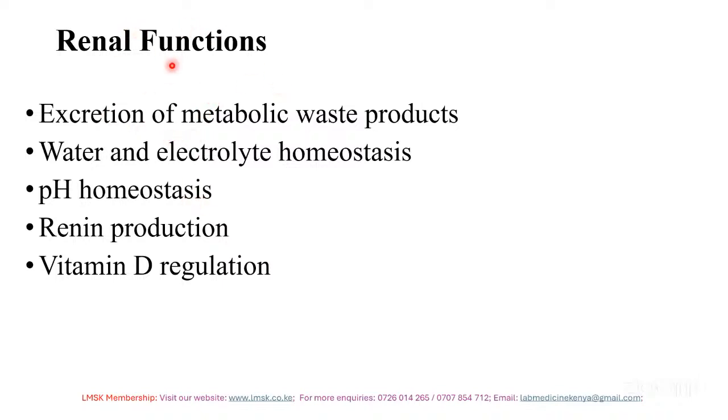Then, on a brief mention of the renal functions, these are the functions, mainly the excretion of metabolic waste, and then water and electrolyte homeostasis or balance, pH homeostasis or balance through the control of the hydrogen ions by the bicarbonates and the ammonium, and then renin production and vitamin D regulation. So if our kidneys are not working properly, then all these are affected. And a person will have multiple symptoms that are tied to any of these, any of the improper functionality of the kidneys.